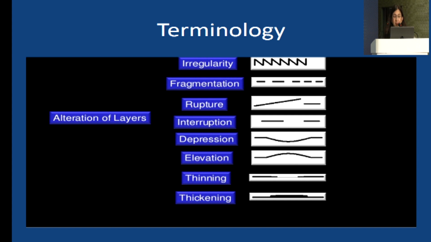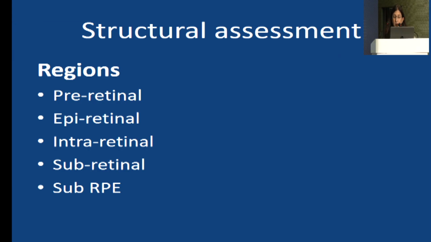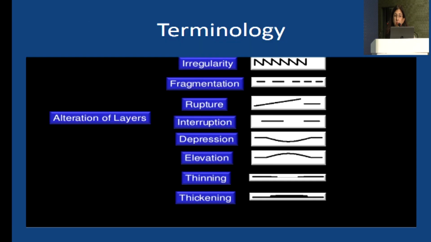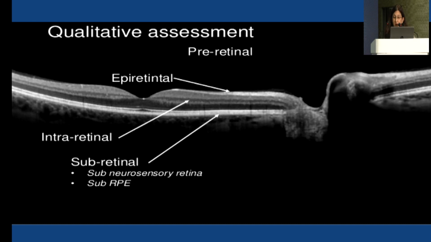Okay, sorry. So now coming to the actual assessment of the layers, we have divided into different regions: pre-retinal, epiretinal, intraretinal, subretinal, and sub-RP. So these are the regions, okay? So this is how you see them.